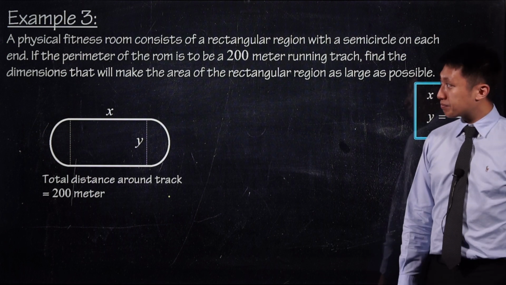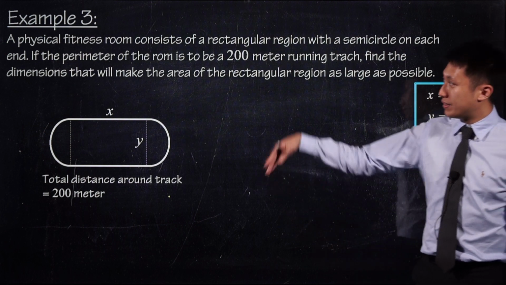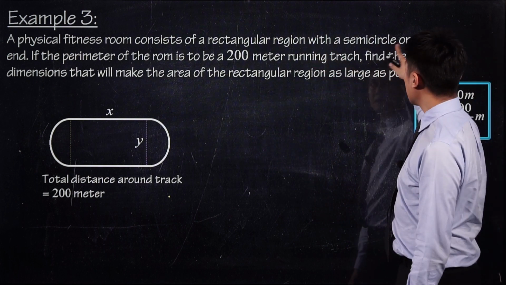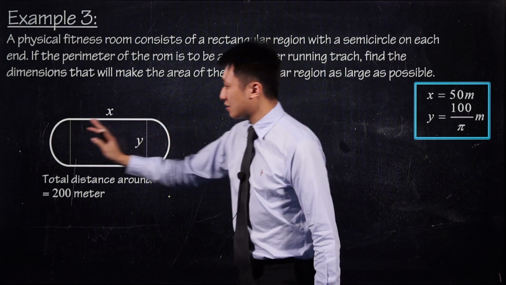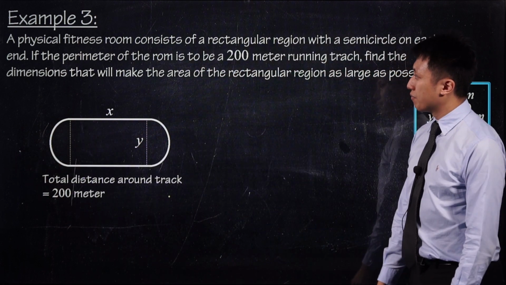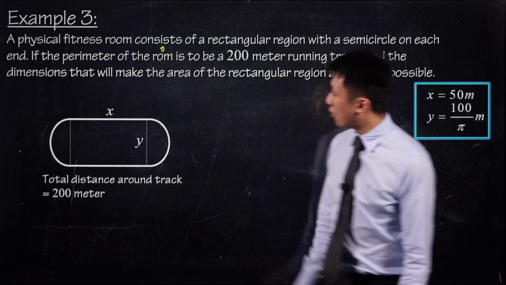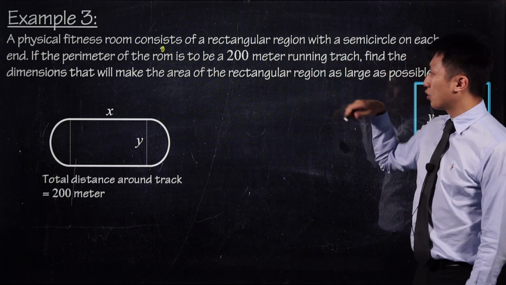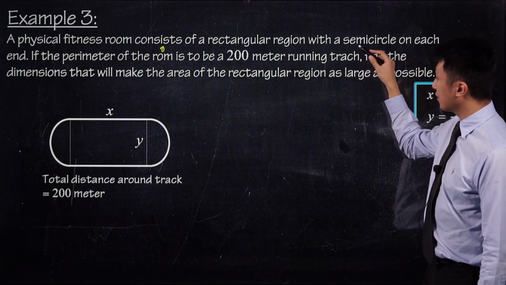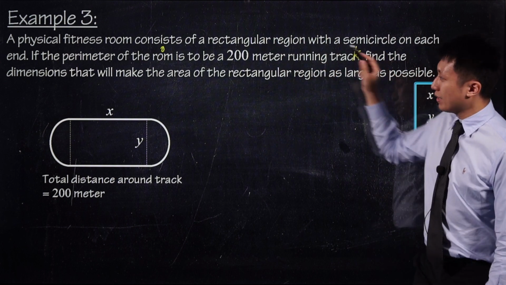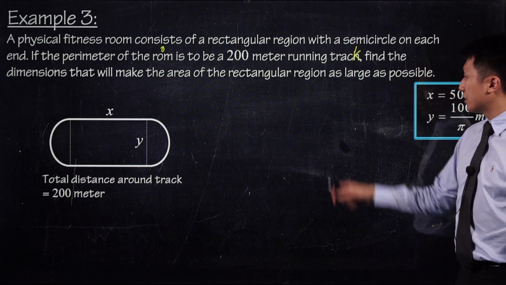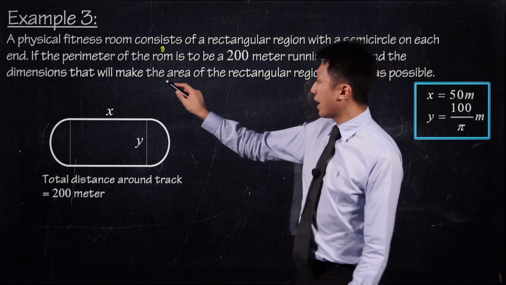Okay, next one. A physical fitness room consists of a rectangle with a semicircle on each side. So it means that this is a semicircle, this is a semicircle. If the perimeter of the room is to be a 200 meter running track, find the dimensions that will make the area of the rectangular region as large as possible. So area.